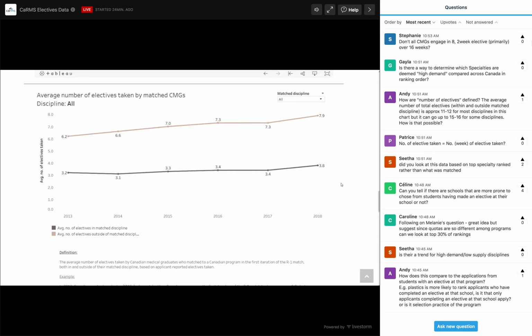And Stephanie asks, don't all CMGs engage in 8 2-week electives, primarily over 16 weeks?